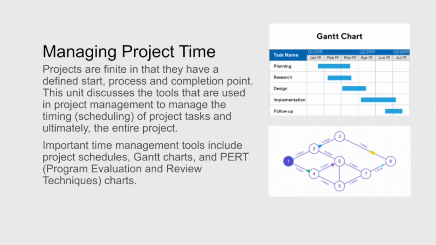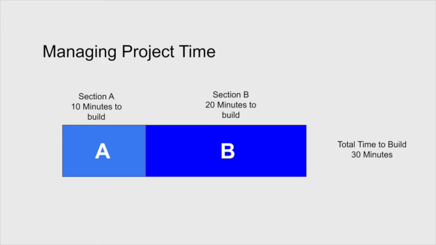So a project is a one-off. Because of that, there's a certain degree of uncertainty. What we need to be able to do is develop some tools and techniques to assess how long it takes to get a bunch of parts done and what we can expect in terms of those parts for a total time. So for example, if section A takes 10 minutes and section B takes 20 minutes, we would assume that the total time will be 10 plus 20, 30 minutes.